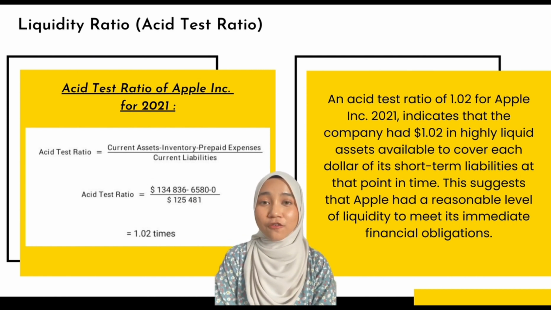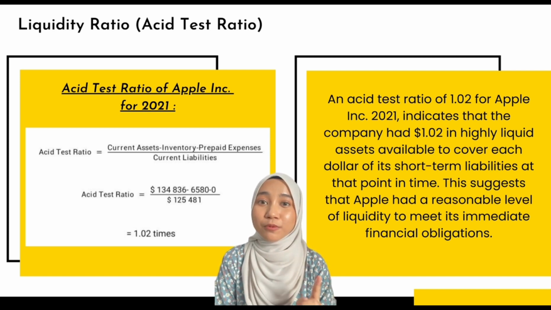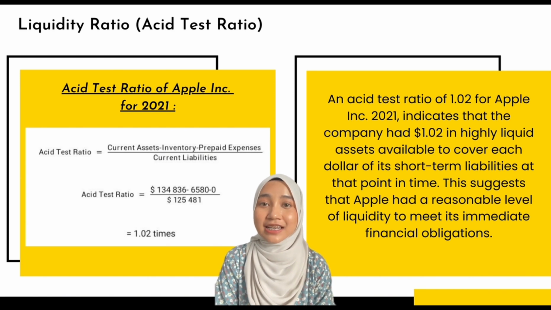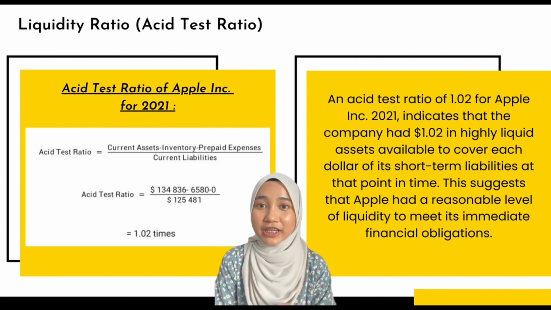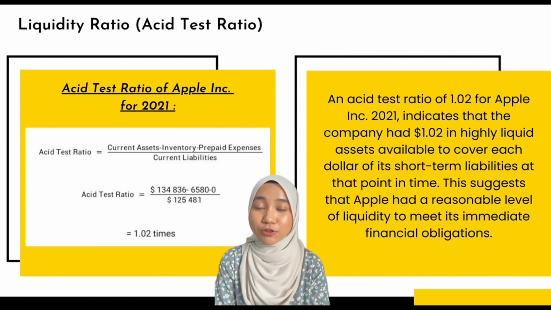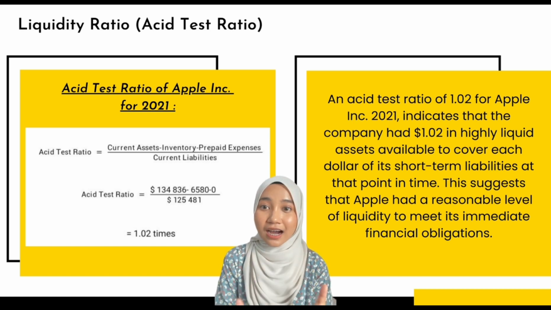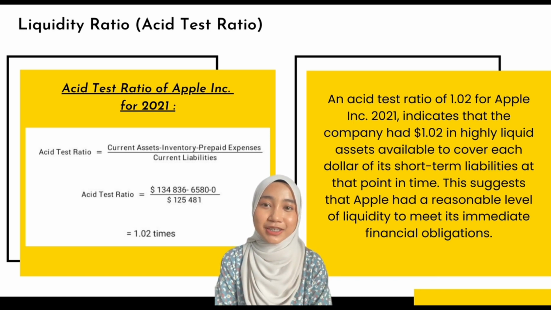An asset test ratio of 1.02 for Apple for 2021 indicates that the company had $1.02 in highly liquid assets, such as cash and short-term investments, available to cover each dollar of its short-term liabilities, such as current debts and obligations, at that point in time. This suggests that Apple had a reasonable level of liquidity to meet its immediate financial obligations. The asset test ratio, also known as the quick ratio, measures a company's ability to cover its short-term liabilities with its most liquid assets. A higher ratio indicates better short-term liquidity.